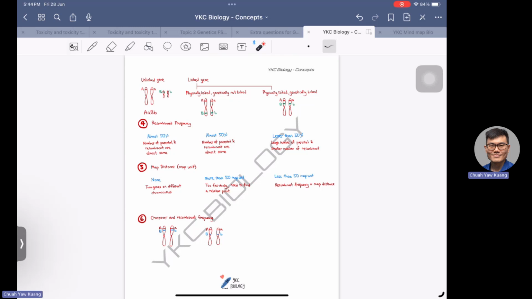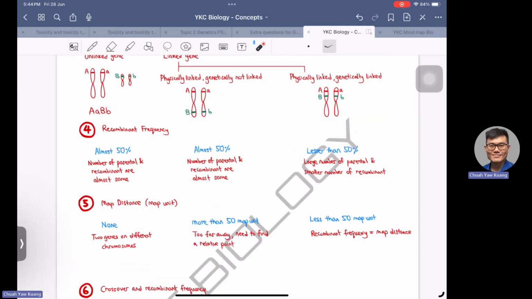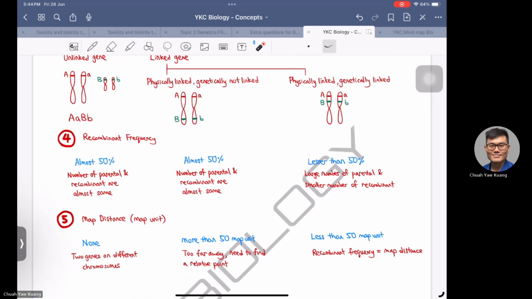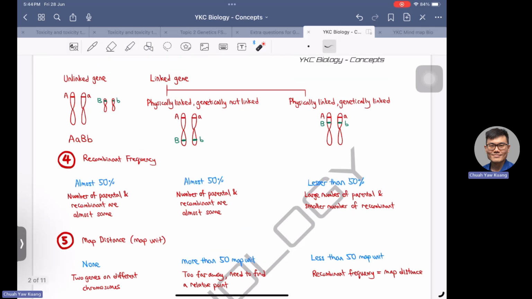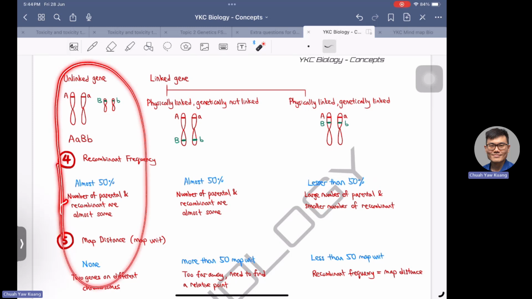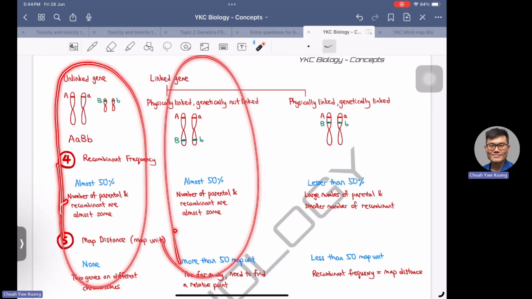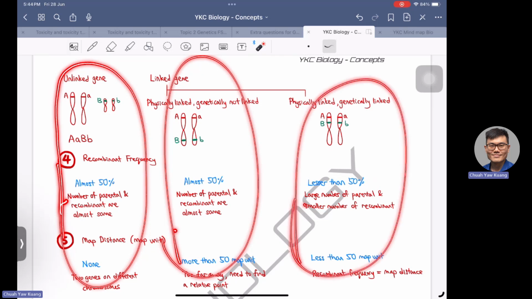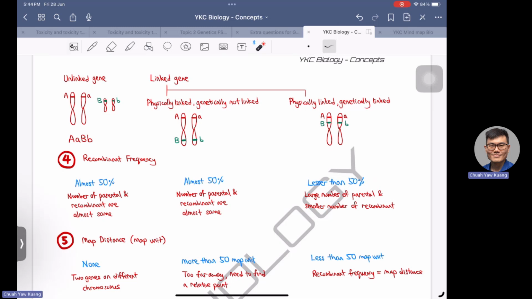Then next, we'll move on to concept number 4. Same thing again, right? This part is all on the unlinked gene. This part is physically linked but genetically not linked. This one will be physically linked, genetically linked. Concept number 4 is on the recombinant frequency.